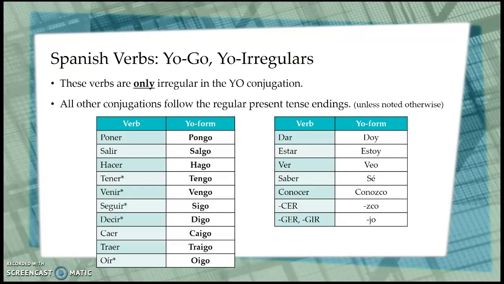So any verb ending in CER in the present tense will end in ZCO in the yo form. Another thing that few people realize, which is also necessary because of the sound, is GER and GIR verbs. To maintain the soft H-like sound, ger, gir, we cannot merely drop the ER, IR and put O. It would turn to go. So Spanish switches the G to a J, and so the yo form will end in jo.